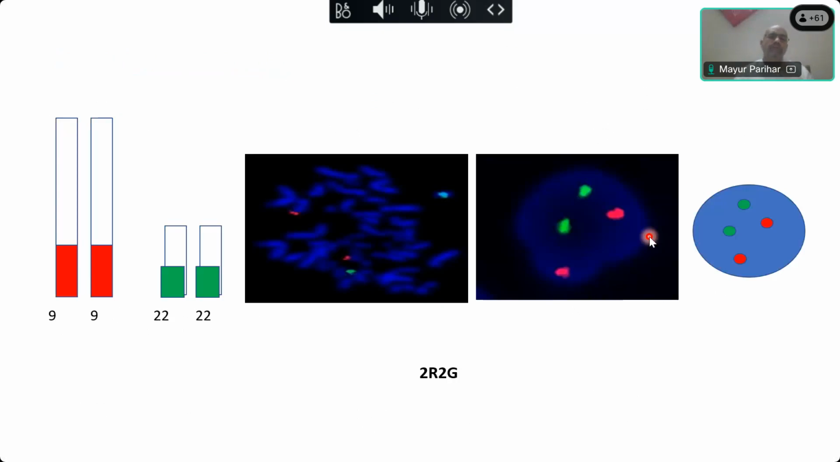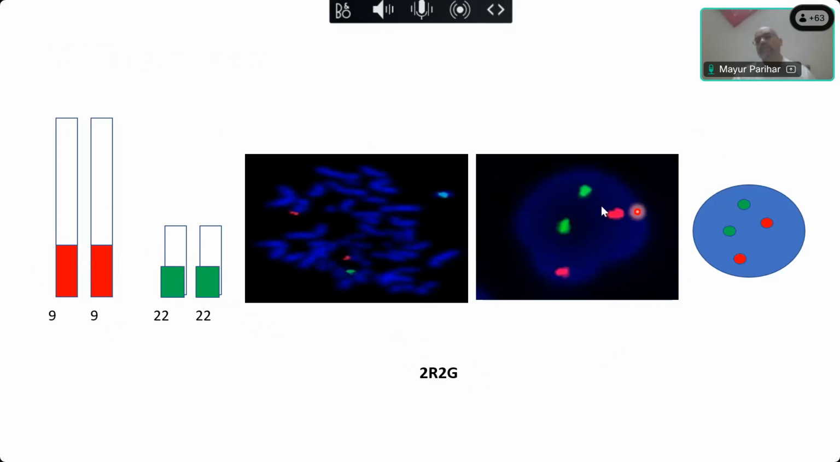Now, the most common FISH any cytogenetic lab does is for BCR-ABL. So when a patient with a suspected myeloproliferative neoplasm comes, what do we do? We just take the peripheral blood and do a FISH using the BCR-ABL probe. Now, this is how the probe is designed. Chromosome 9 has the ABL1 gene and it has a red fluorescence. Chromosome 22 has the BCR gene and that's a green fluorescence.